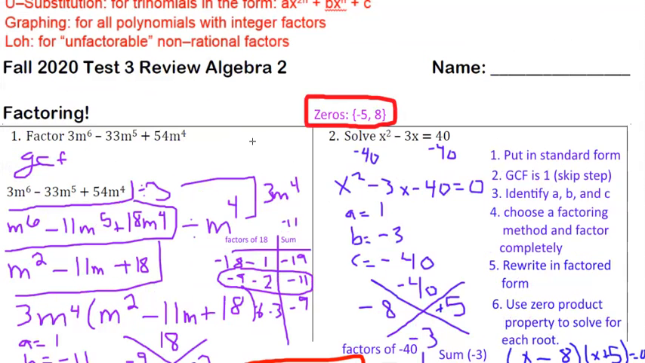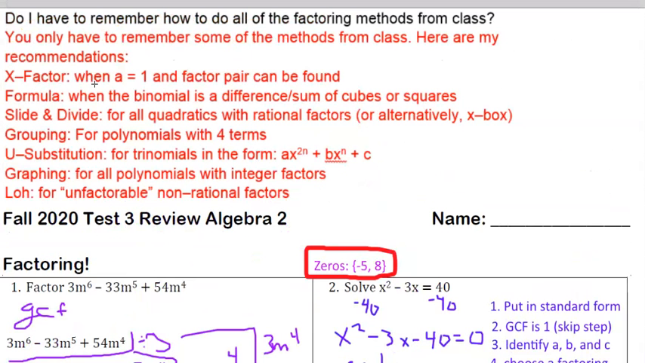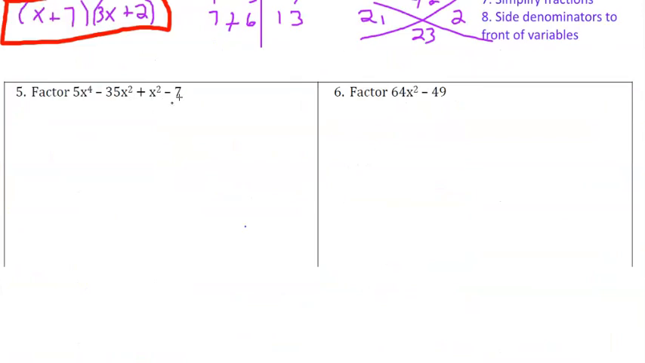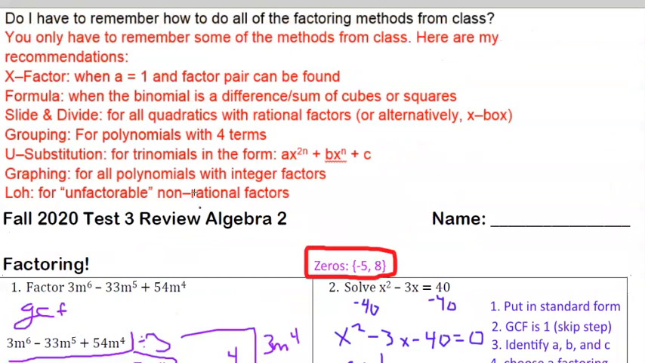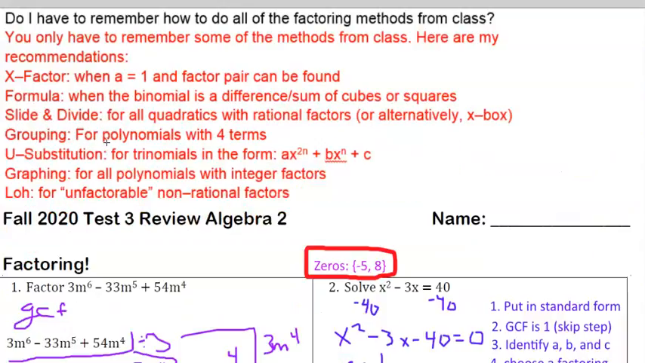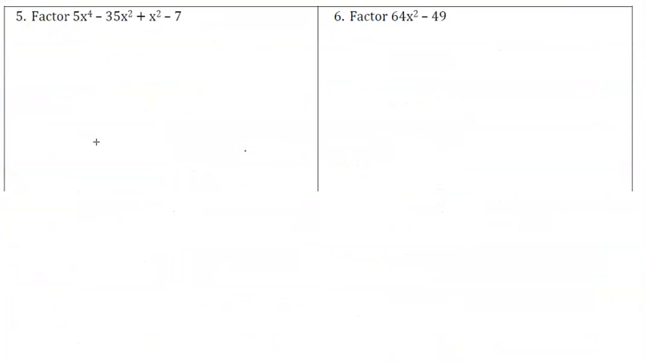If you look back up here, it's not x factor because for one there's 4 terms here, there's not just 3, and a is not 1. It's not formula because it's not a binomial. We're not doing slide and divide because this is not a quadratic. This is a quartic. It has a degree of 4. Let's see about grouping. Grouping is for polynomials with 4 terms. Well, there's 4 terms here, so let's try that one.